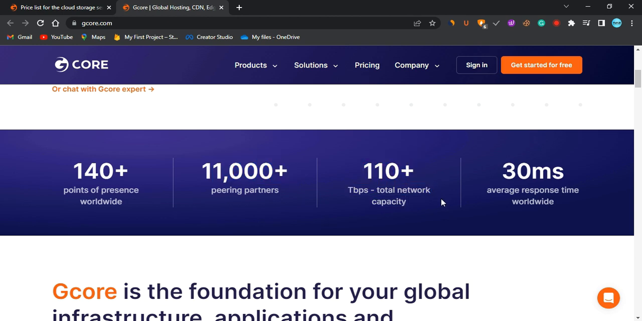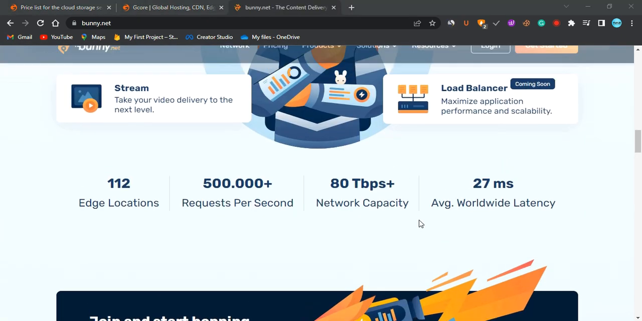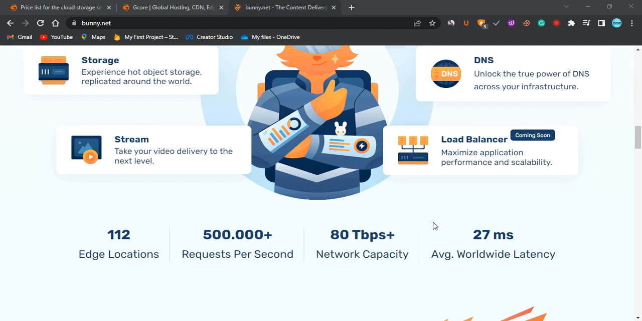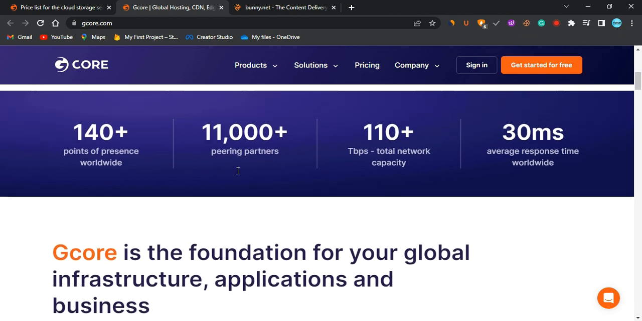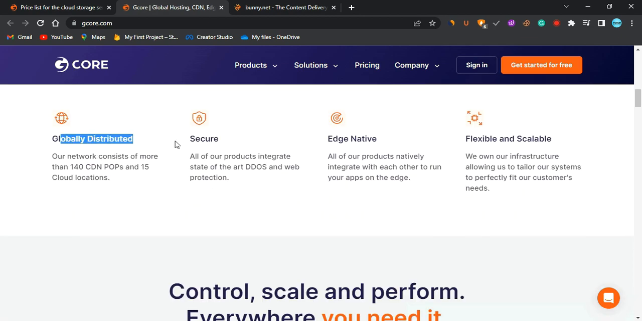It's really huge, but their average response time worldwide is 30 milliseconds, but in the case of Bunny CDN, it is 27 milliseconds, which is less than Gcore. The lesser it gets, the better it becomes. Okay, so they are globally distributed, secure, and edge native.